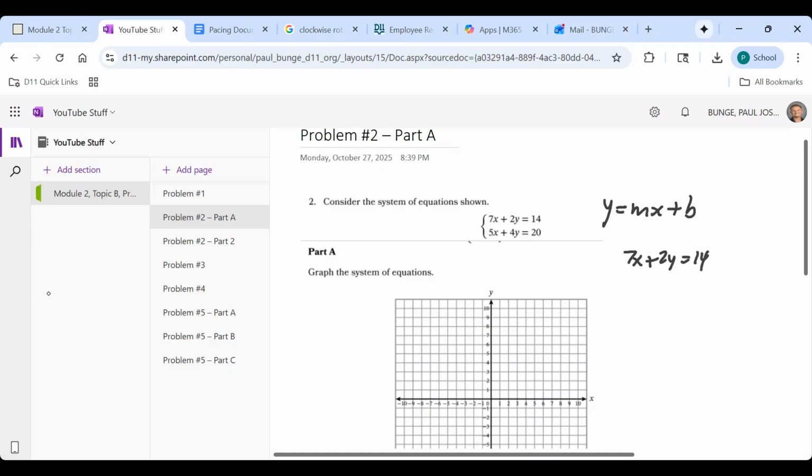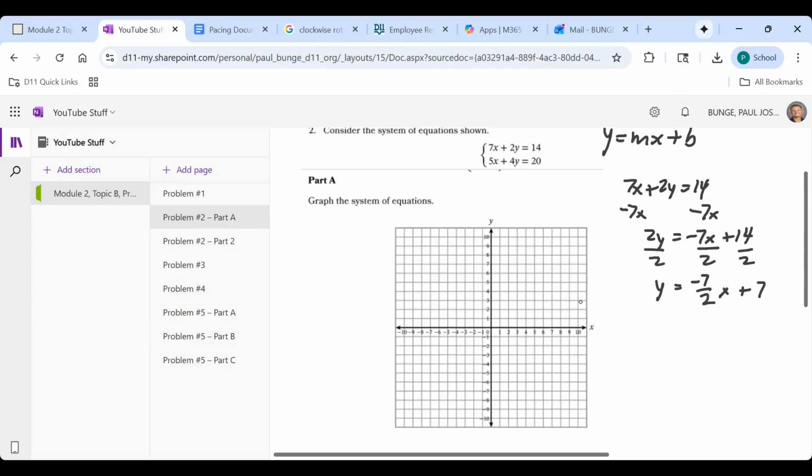I have to get this to y equals mx plus b, so that x has to come over on the other side. 2y equals negative 7x plus 14. Now I'm going to divide by 2, and I have to do it on all values. So I've got y equals negative 7 over 2 x plus 7. This is going to tell me my slope, negative 7 over 2, and this is going to tell me my y-intercept, which is at 7.